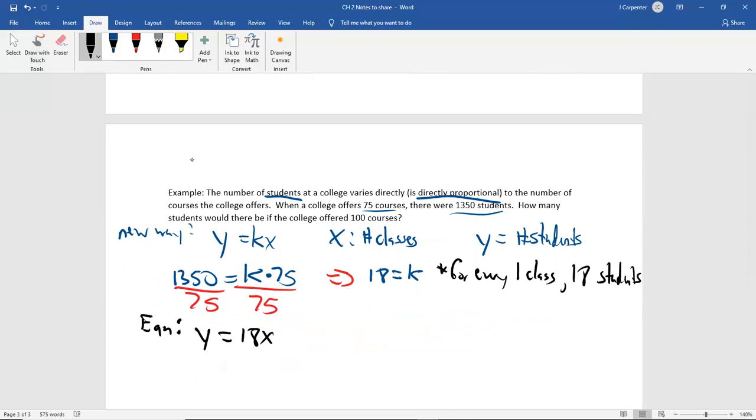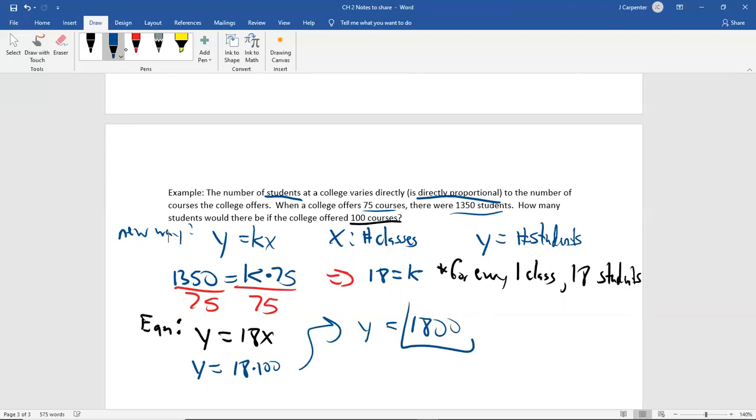So now what we do is we plug in that third scenario. How many students would there be if the college offered 100 courses? Courses or classes, that's the x. So we're going to make the x equal to 100. So we get y equals 18 times 100, which is 1800. The answer is not 1800. That is not a quantitative reasoning answer. It's 1800 students.